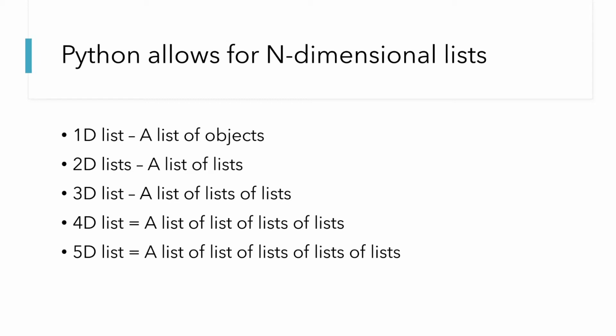Now, you can't have a 0-dimension list, and that's not really a thing. But you can have a 10D list, an 11D list, and they work the exact same way. You know, a list of list of list of list. That's really all it boils down to.